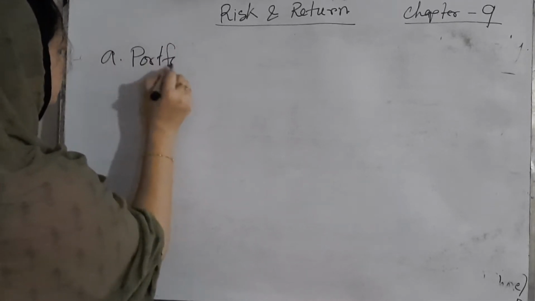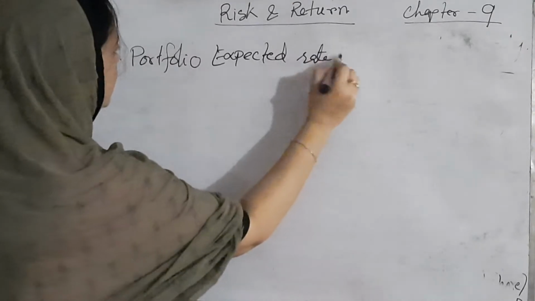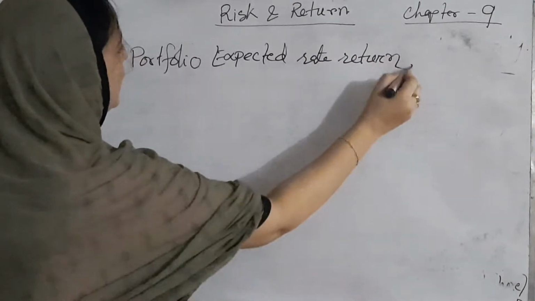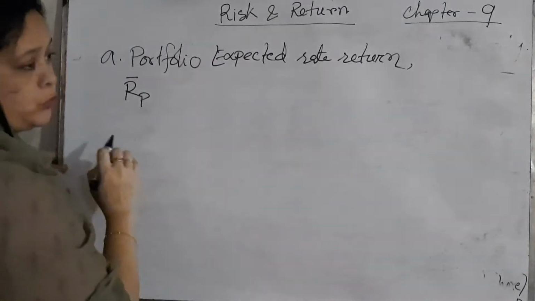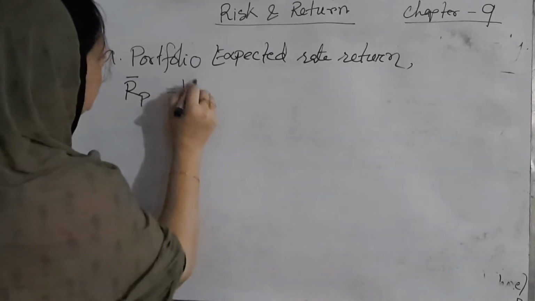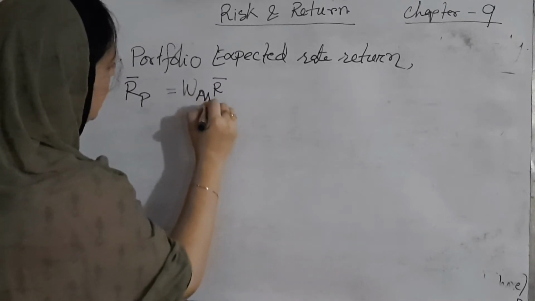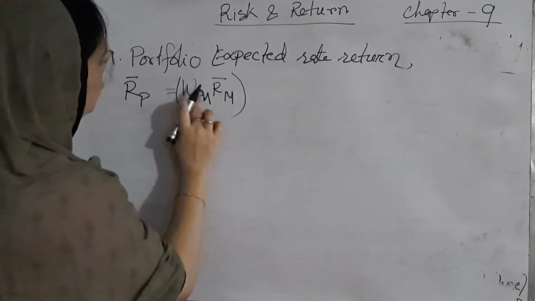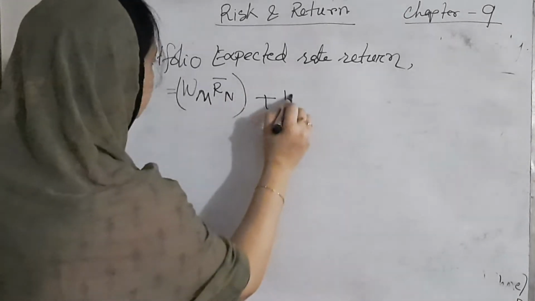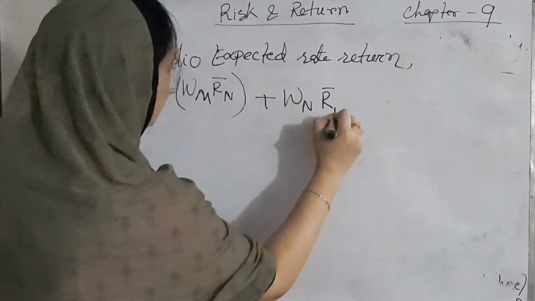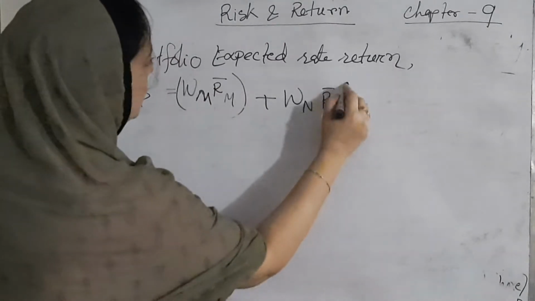Portfolio expected rate of return. We can denote it by R bar P. R bar means rate of return and P means portfolio, and the formula is W M R bar M, where the two projects are named M and N, plus W N R bar N.